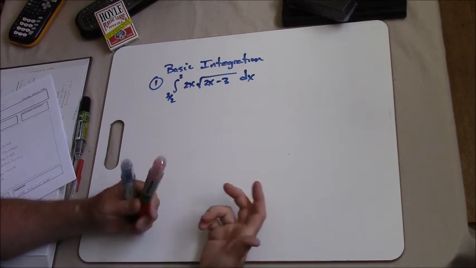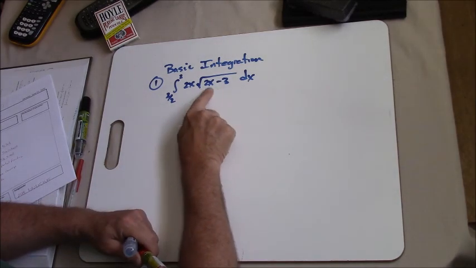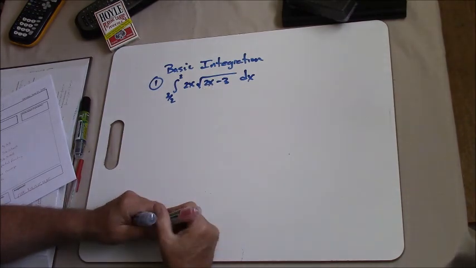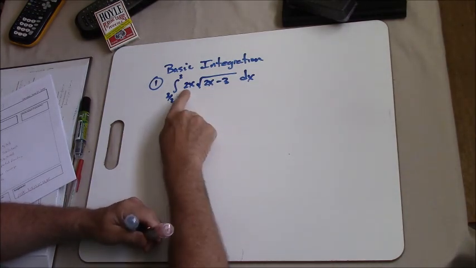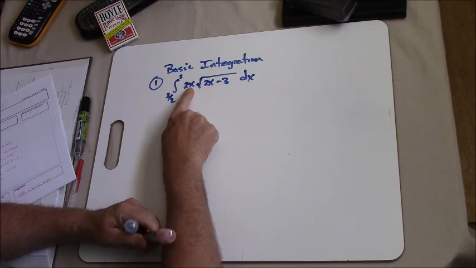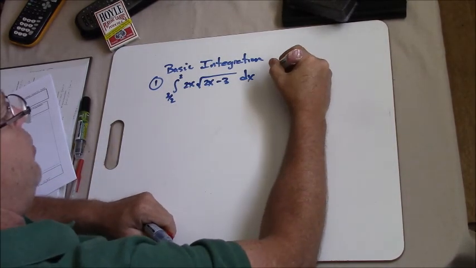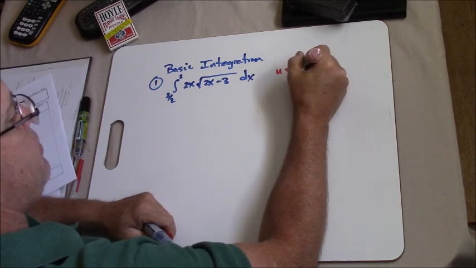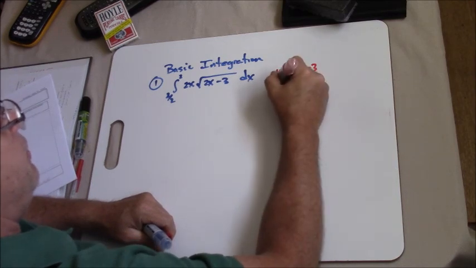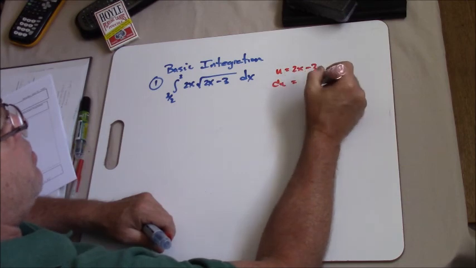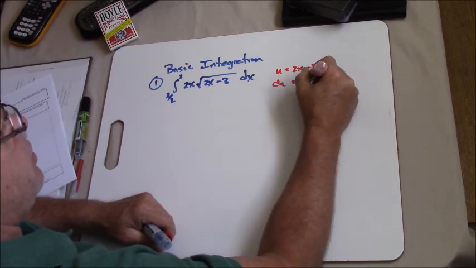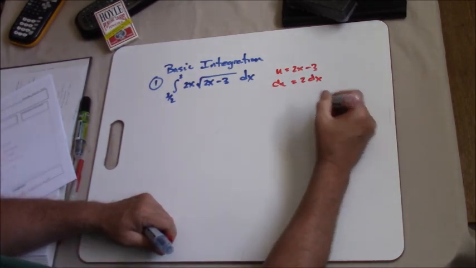Alright, so I would look at this and probably think something inside parentheses raised to an exponent. That always makes me think substitution. This is not the derivative of that, but I could always do the change of variable technique. So I'm going to let u equal 2x minus 3. Therefore, du is going to equal 2 dx, and I just took the derivative.